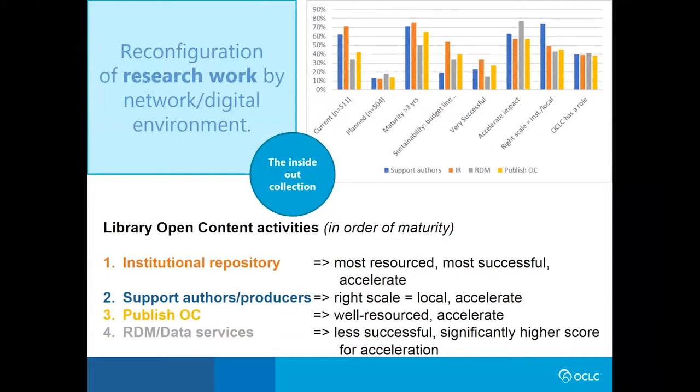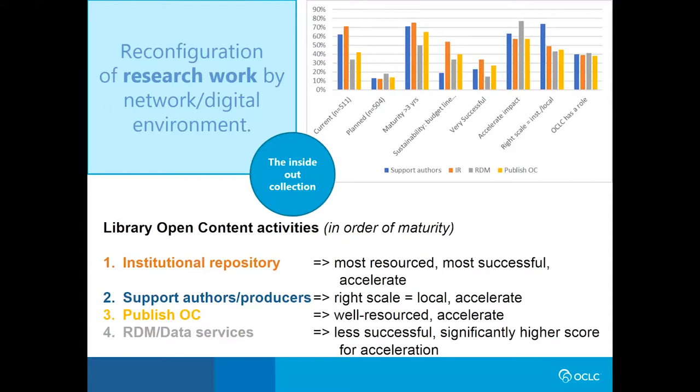Data services is probably less successful, but it's clear that libraries significantly want to accelerate those services. Those services are at the top priority. And again, this is not news, I think, for us. We knew this, but it's nice to see that the data is actually confirming what we already see as a trend.